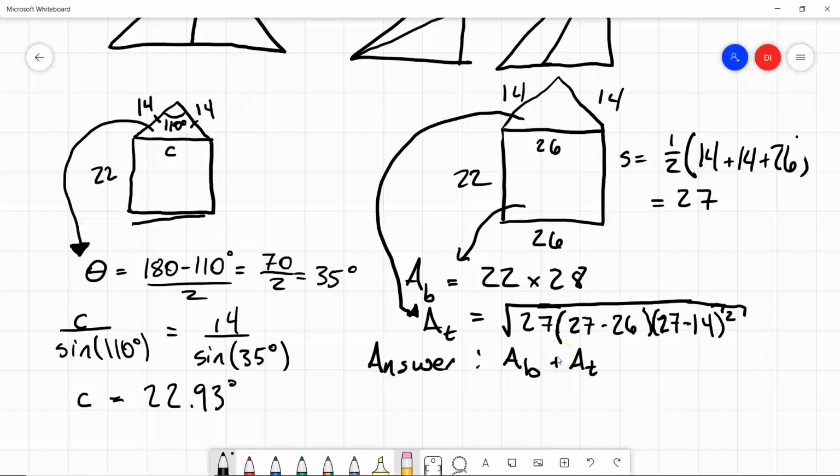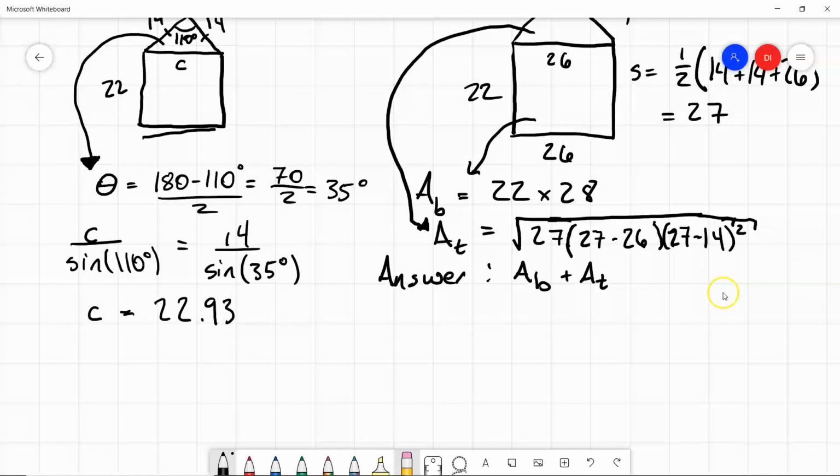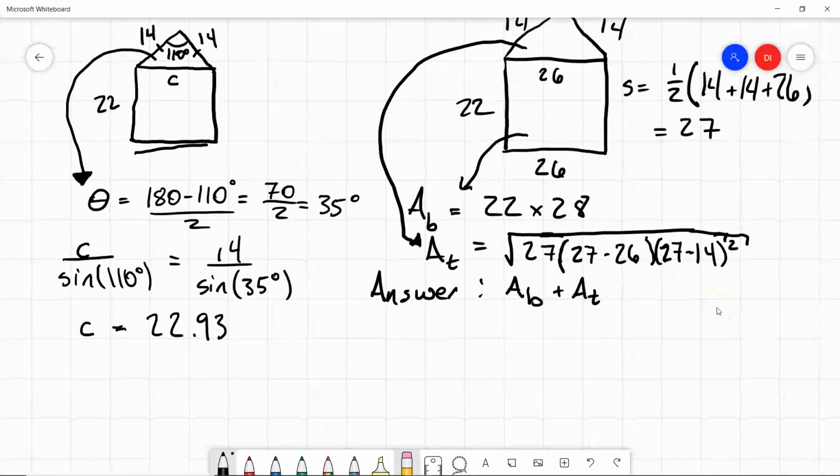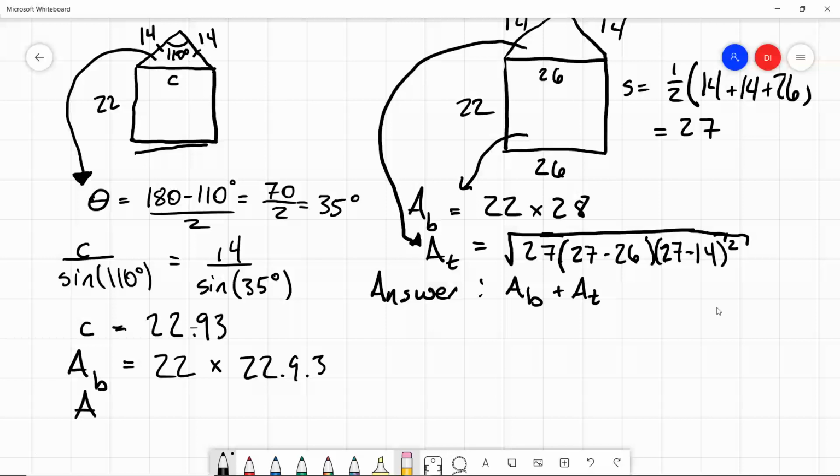Oh, wait, this isn't degrees. We're not solving for the angle. Hold on. That's okay. We'll do that. Okay, so now instead of the box area being 22 times 28, it's 22 times whatever length we just solved for. So that's 22.93. And our area doesn't have to be necessarily derived from Heron's formula. We can use the area formula with sine in it.